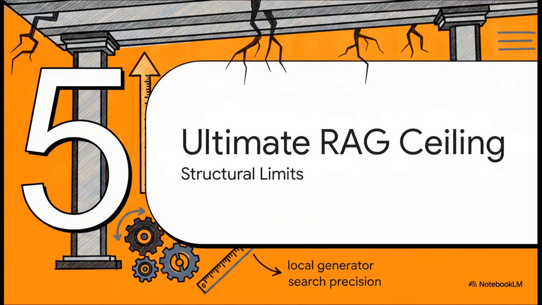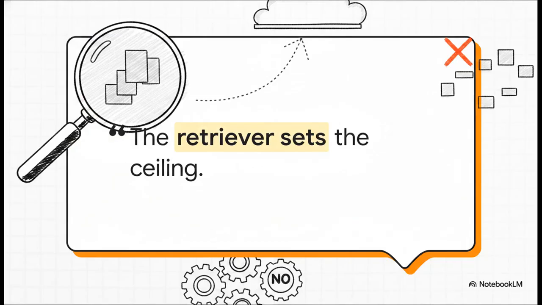And that brings us to our final section, the ultimate RAG ceiling. Okay, so we've built the local generator, we've tuned the search precision, but now we really need to analyze the absolute structural limits of this whole pipeline. So the crucial point is this: the retriever sets the ceiling. Think about it. No matter how incredible your re-ranker is, even if you use the absolute best cross-encoder on the planet, it cannot rank a document that the initial dense search completely missed.